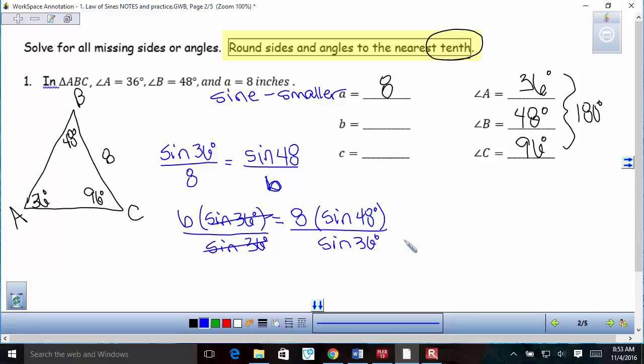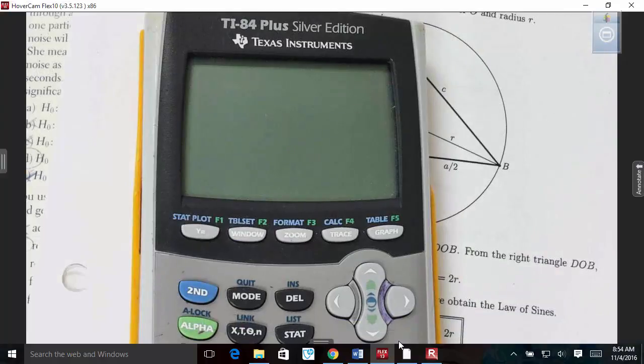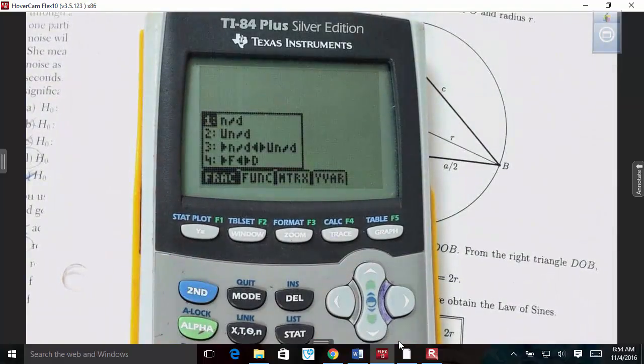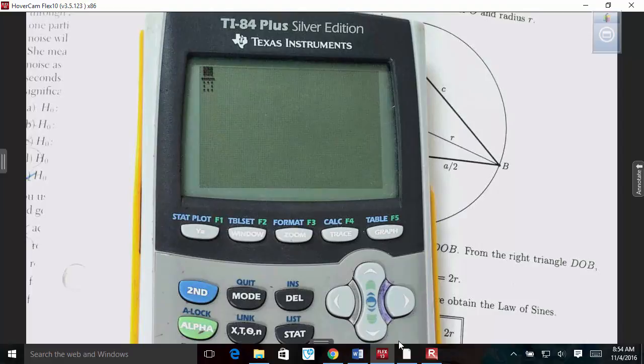Do you have to do two different parts in the calculator, or do you put it all in at once? You can put it all in at once. I use the fraction button. Let's see: 8 sine 48 over sine 36. This is how I do it. We have that fraction button. Do y'all remember how to do that? 8 sine 48 divided by, what was it, sine 36?